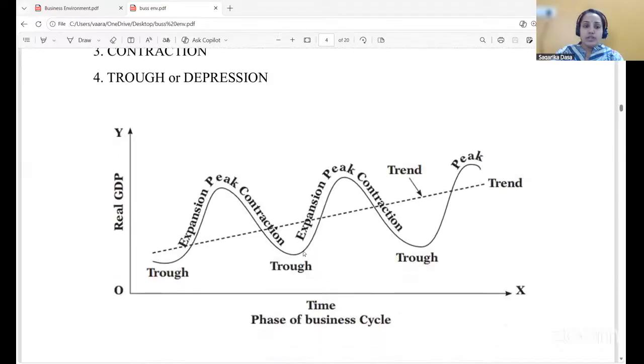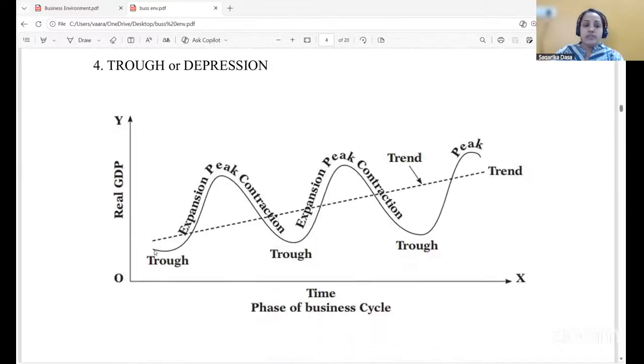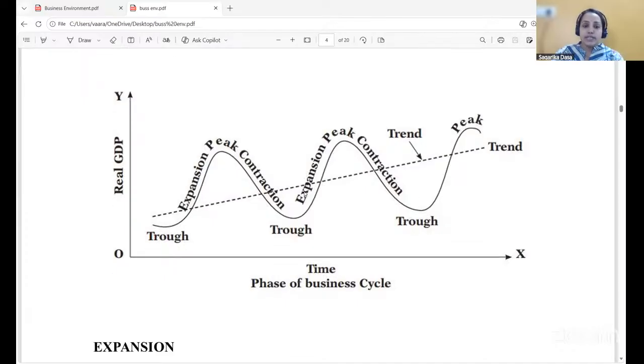Now with the graph, it is clearly explained. Every time, business may not have the highest peaks or lowest troughs, but sometimes it will be flexible. It will expand, it will contract, it will expand, and it will contract. This is a trend which we can see in every business. So these are the phases of business cycles. Now let us try to understand each phase in detail.